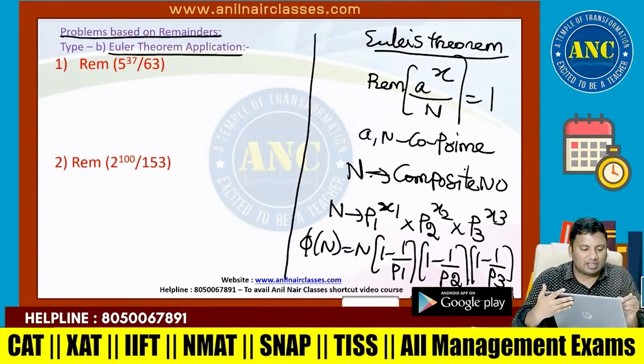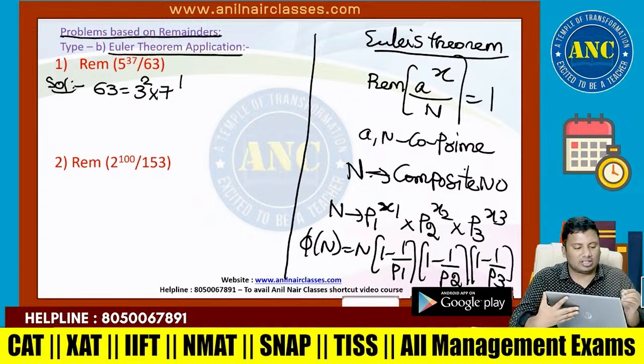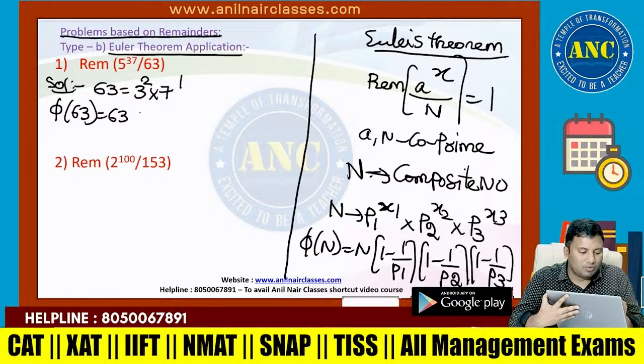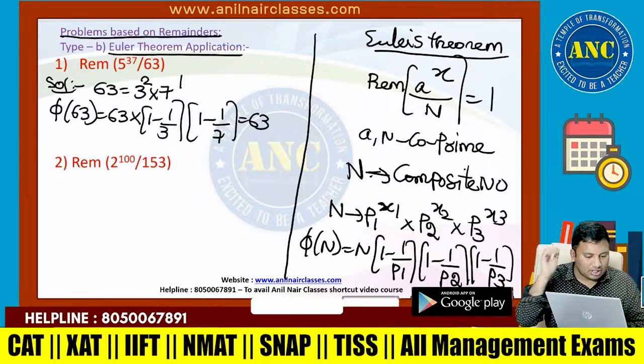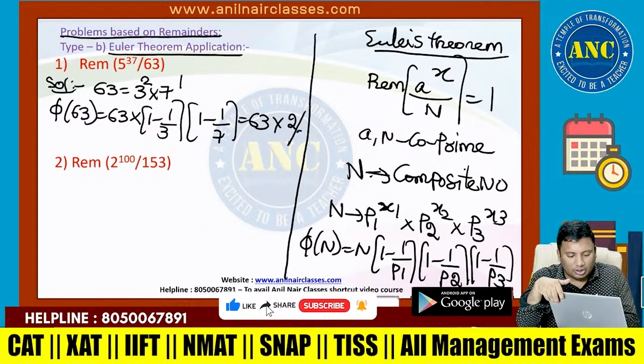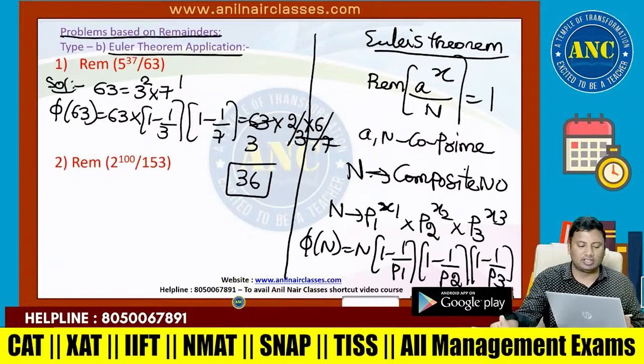5 power 37 divided by 63. 63 is nothing but 3 square into 7 power 1, since 9 sevens are 63. So the totient of 63 is n into 1 minus 1 by 3, next 1 minus 1 by 7. So this is 63 into 2 by 3 into 6 by 7. 21 3s are 63, 6 2s are 12, 12 3s are 36.